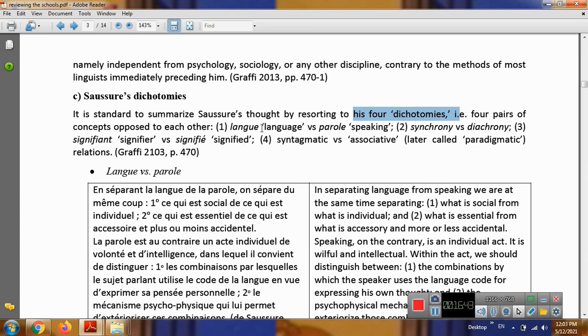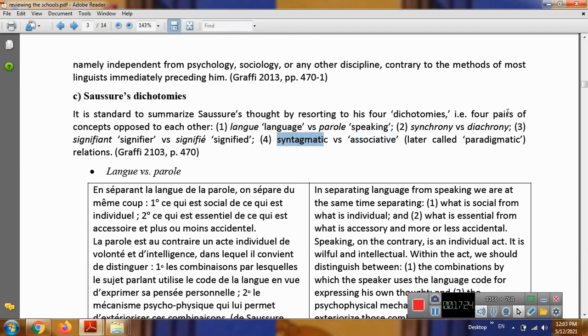1. Langue, meaning language, versus parole, meaning speaking. 2. Synchrony versus diachrony. I think you are familiar with this concept. 3. Signifiant, meaning signifier, versus signified. 4. Syntagmatic versus associative, later called paradigmatic, relations.